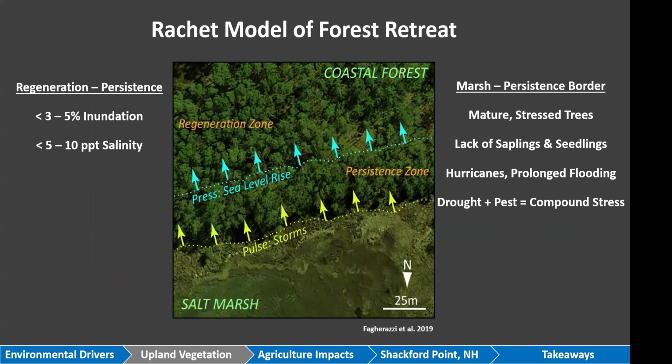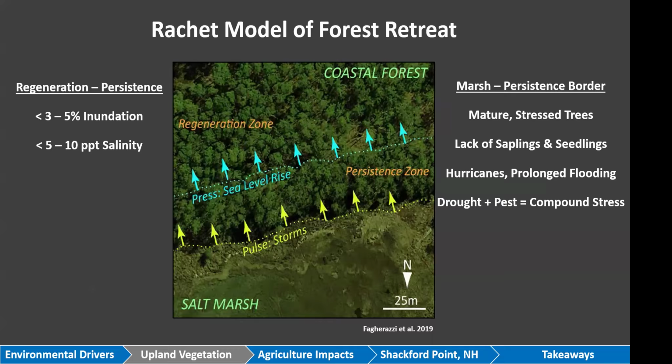And so Sergio Fagherazzi's lab has really been looking at this in depth over the past 5 to 7 years. And they've been a treasure trove of information in field monitoring. What they found was that you could divide up the coastal forest into 2 sections. The first section would be the forest immediately adjacent to the marsh, shown in this picture, which they call the persistent zone. The persistent zone is where there's a mature stand of trees, but they're highly stressed. If you were to walk through underneath those trees, you would find a severe lack of saplings and seedlings, and you might not find any traditional upland shrubs or forbs or grasses underneath there.